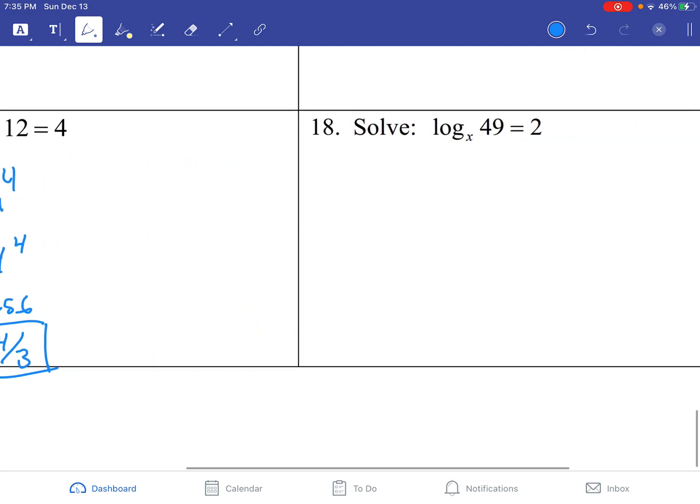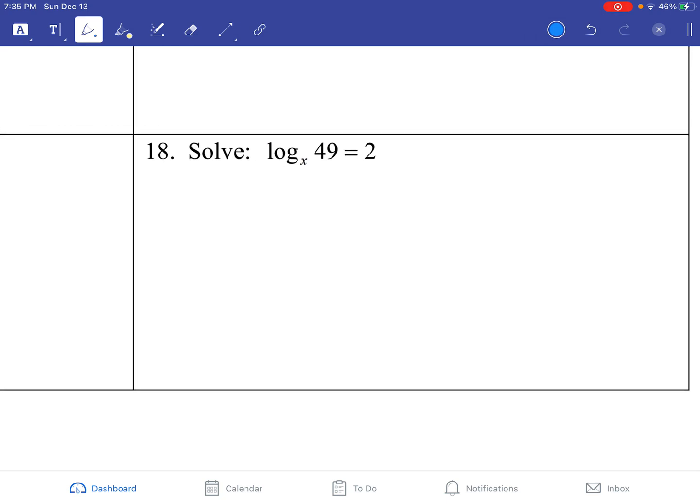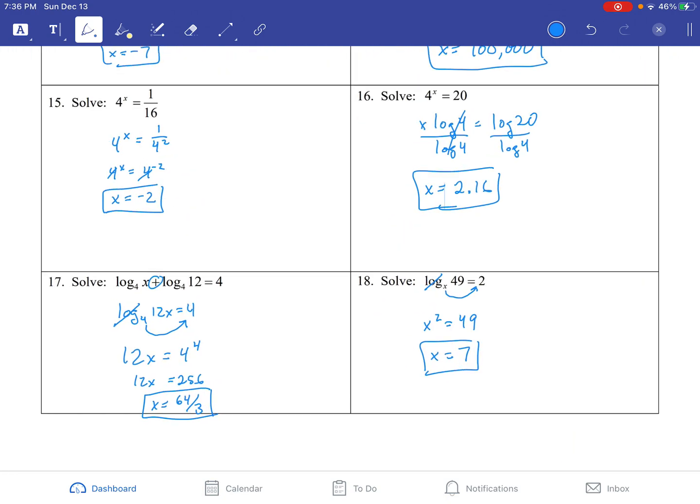And then finally, number 18, same idea here. There's no condensing. We're going to smash the log. The base x will become the base of the exponent on the other side, so x squared is equal to 49. Well, what number gives you 49 if you square it? That would be 7. And that is solving the standard for Power Standard 5.